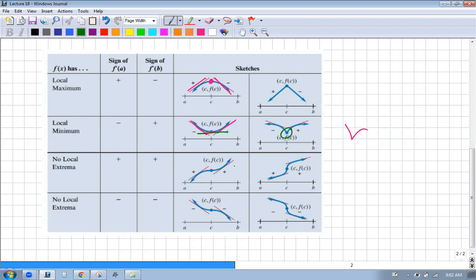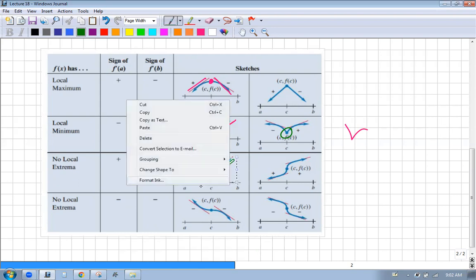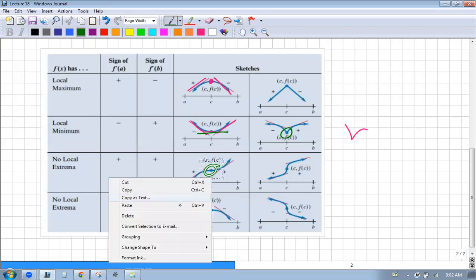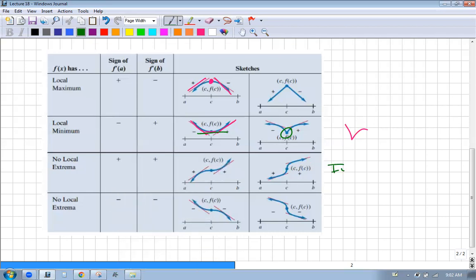Here is an example where it's increasing, 0, and then increasing. So that's not a local minimum or maximum, but it is a critical point. A critical point doesn't mean local min or local max. A local maximum or local min does mean a critical point though. See what I mean? So you can have a critical point that's not a local min. This is called an inflection point. These are inflection points, basically.